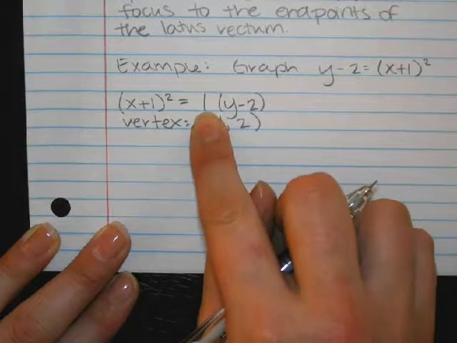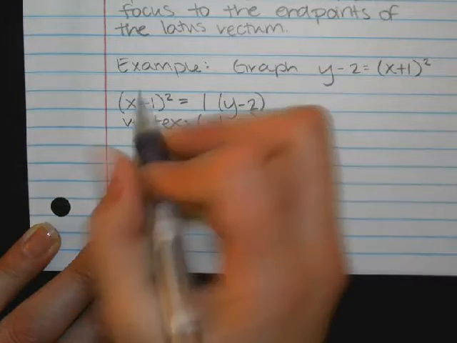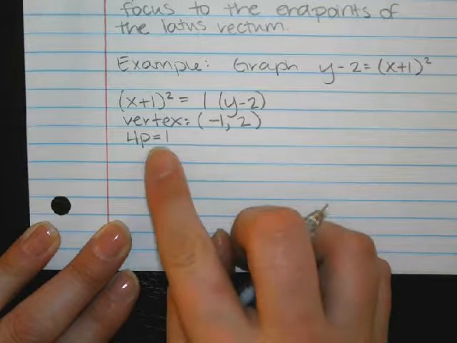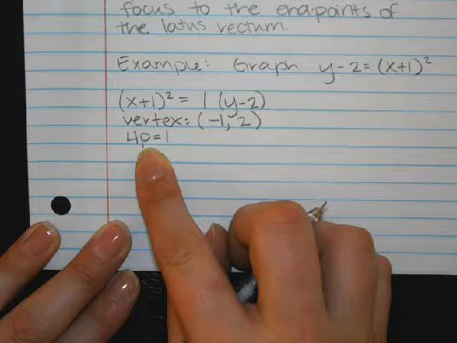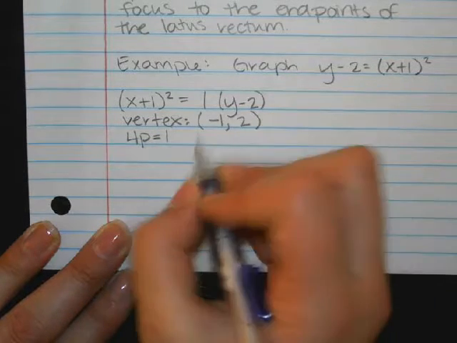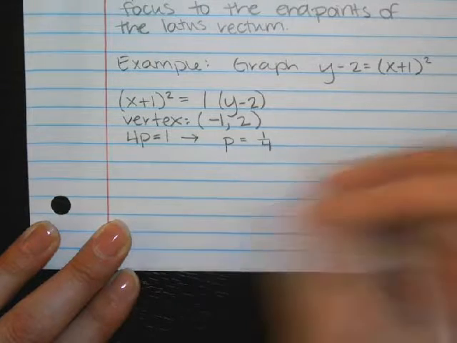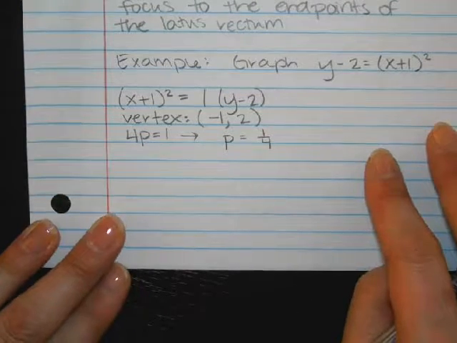Now, the 1 is in place of where the 4p shows up. So I'm going to write 4p equals 1. If I solve that for p to figure out what that value is, then the p value is 1/4. So always set 4p equal to the number in front of us.